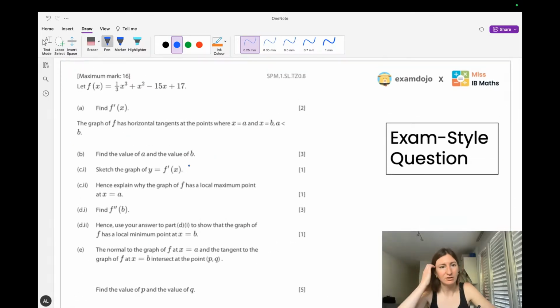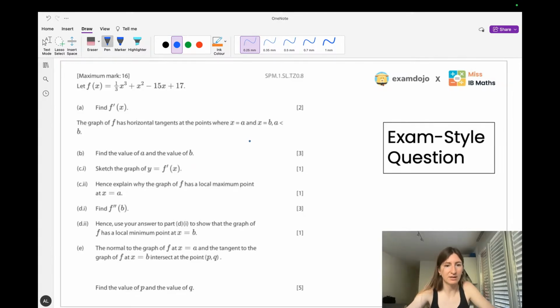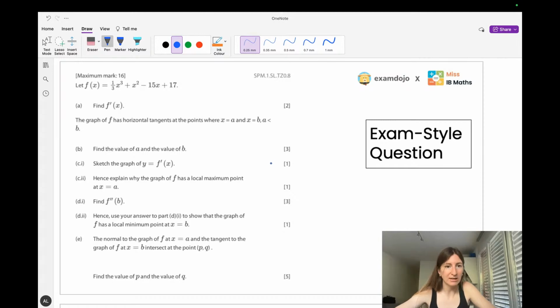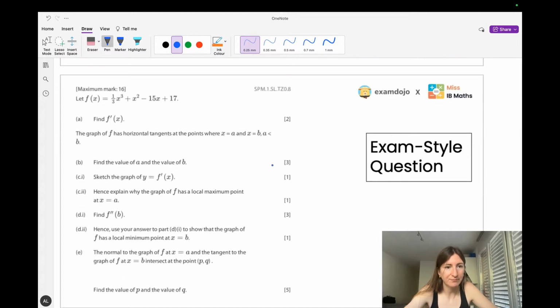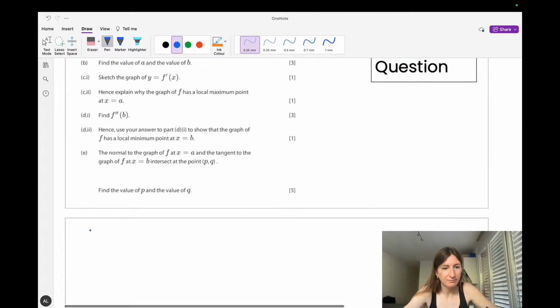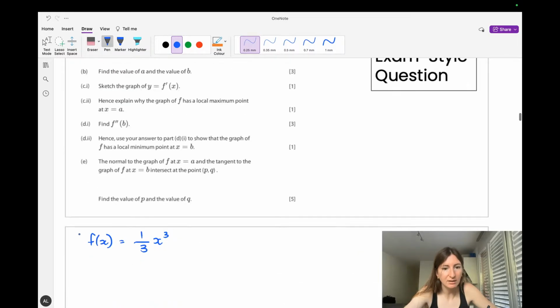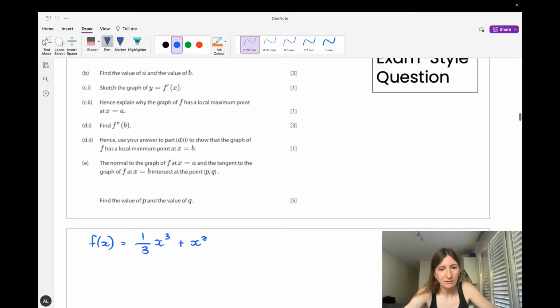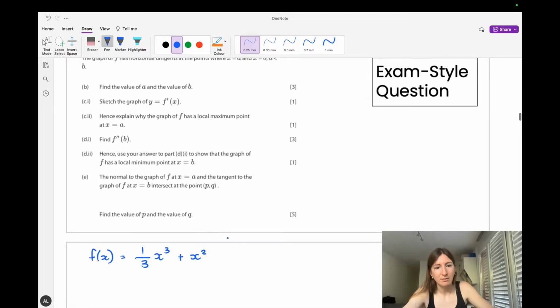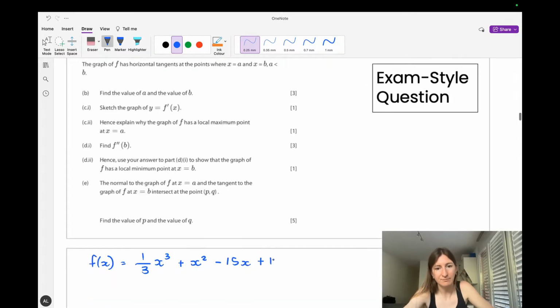All right, so here we have a function. We need to find the derivative. That's starting off nice and gently. So let me work down here maybe. So I'm going to write my function. F of x is equal to 1/3 x cubed. I'm just writing the question so I can see it there. Plus x squared, double check that I copy it down correctly, minus 15x plus 17.